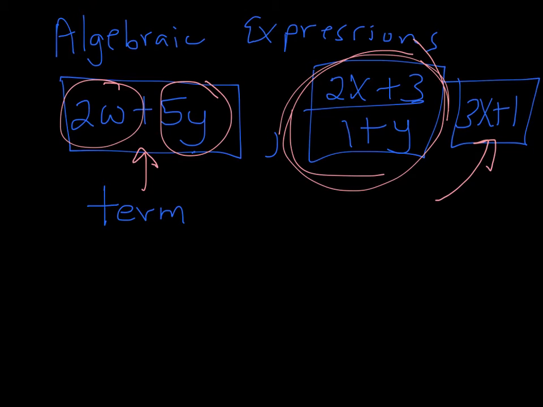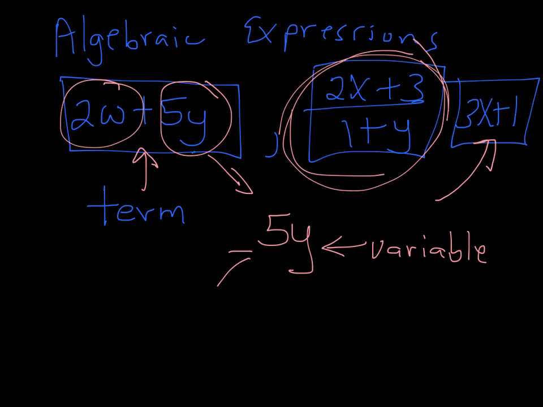And then we also need to look at, if I look at this 5y here, we already identified y as the variable. But 5 also has a name. It's called the coefficient.